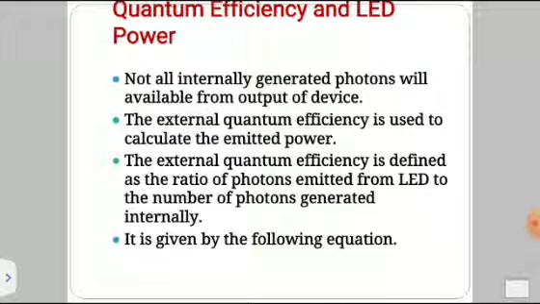The external quantum efficiency is defined as the ratio of the number of photons emitted from the LED to the number of photons generated internally. So there is a difference. We have to equalize this. To equalize this, a good design is required, good fabrication is required, and good scientists have to think in such a way that it must be almost equivalent to 100%. 100% in practice is impossible, as all devices are not completely efficient, and we may expect some 90%, 95% or even less than that. It depends upon the design, fabrication, etc.